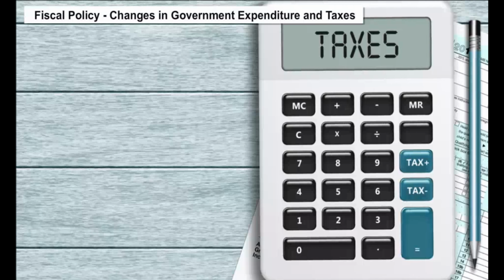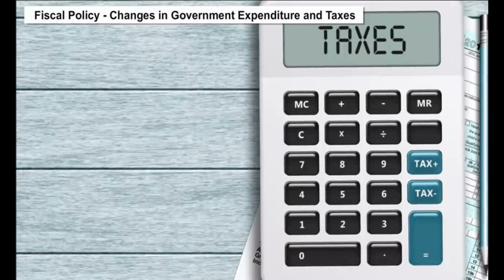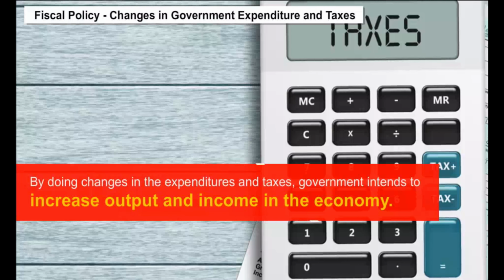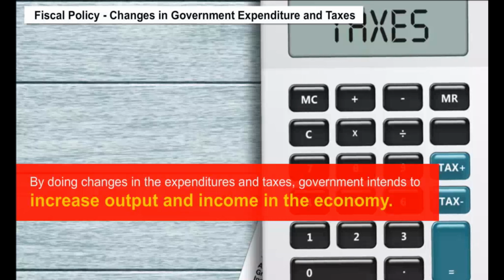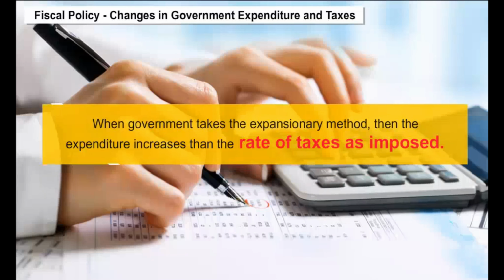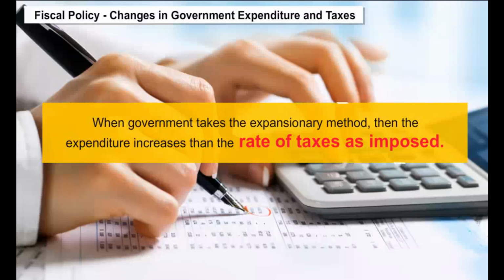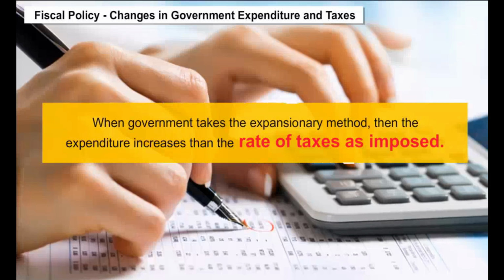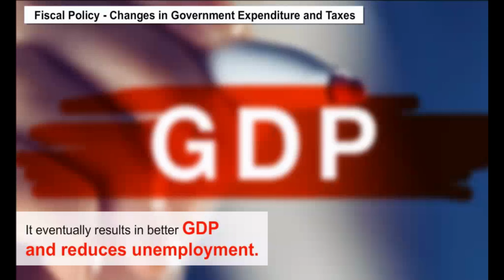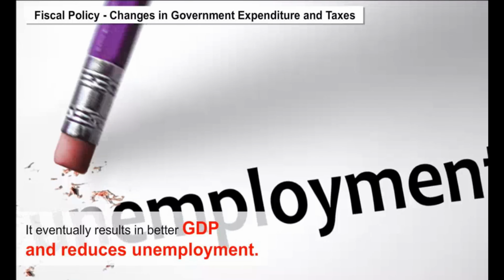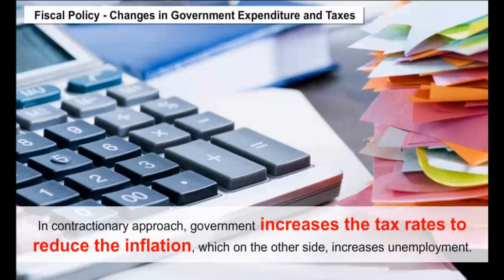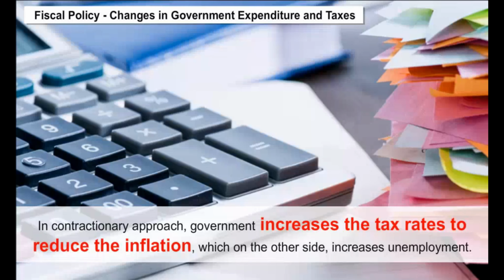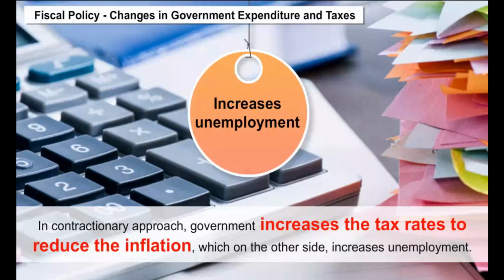Fiscal policy: changes in government expenditure and taxes. By making changes in expenditures and taxes, the government intends to increase output and income in the economy. When the government takes the expansionary method, expenditure increases relative to the rate of taxes imposed. It eventually results in better GDP and reduces unemployment. In the contractionary approach, the government increases the tax rates to reduce inflation, which on the other side increases unemployment.